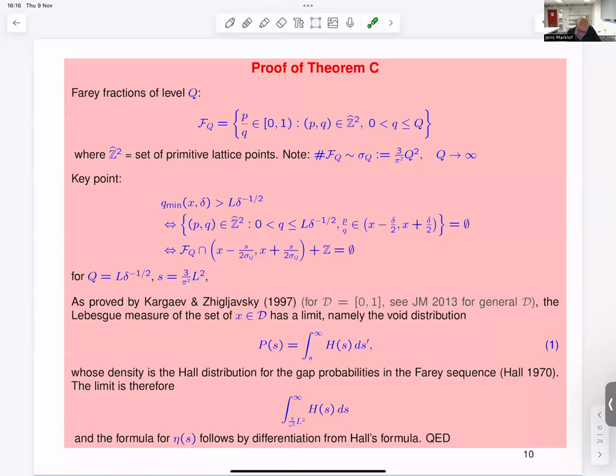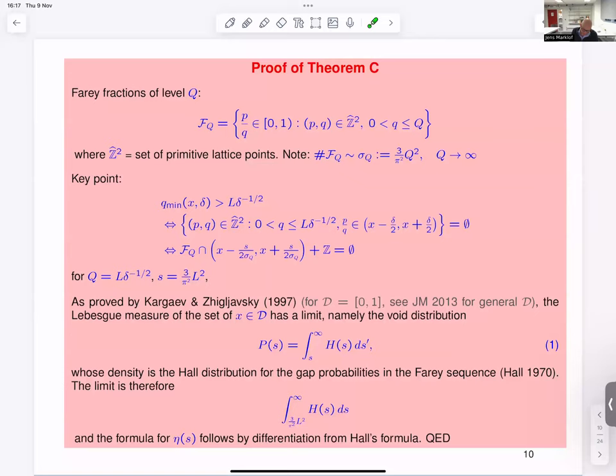So this would be the density. The Hall distribution is the density of the void statistics, so the probability of having a void bigger than S, that's exactly what we need here, is therefore given by the integrated density, the distribution function. And we have an explicit formula for the Hall distribution that was calculated by Hall in 1970 already. And so now we just need to remember what S was. S was this thing here. So we plug it in. So that's our limit distribution.